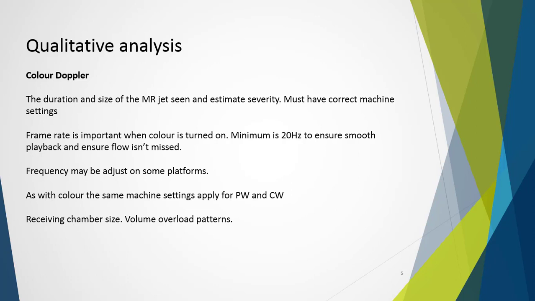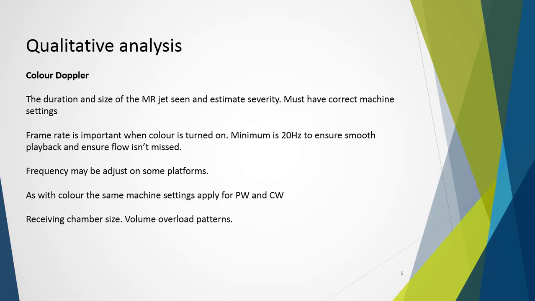Frame rate is also particularly important with colour, as the system frame rates drop dramatically when colour is turned on. It is important for the user to minimise the width and the depth of the box and apply a zoom or TD suppression to raise the frame rate. The minimum we want to have is 20 Hz. Below this, flow is not represented well and the playback may appear jerky. Plus, some flow may even be missed completely.